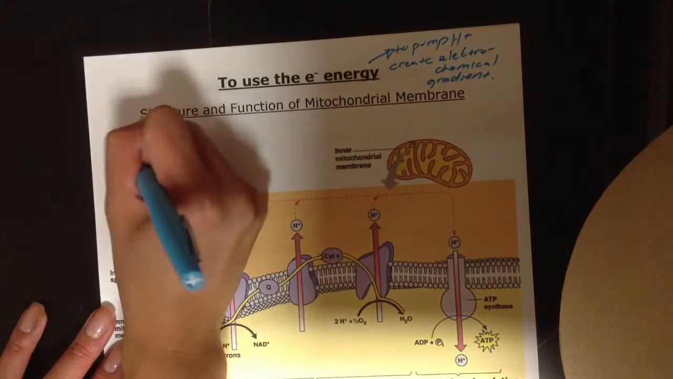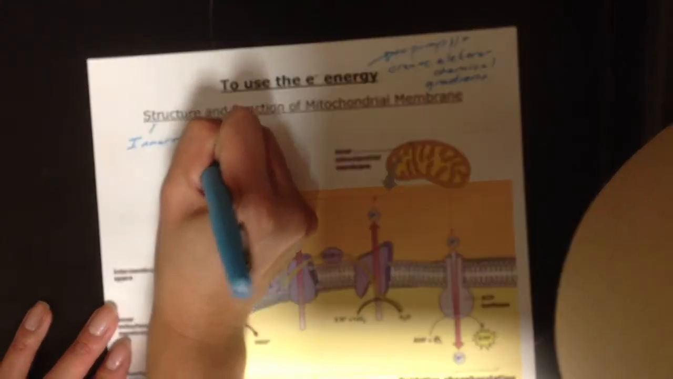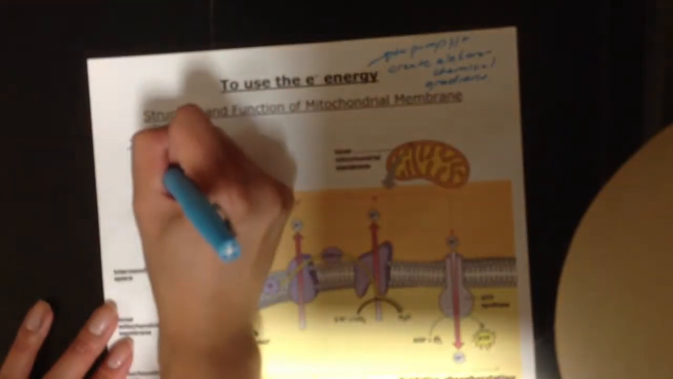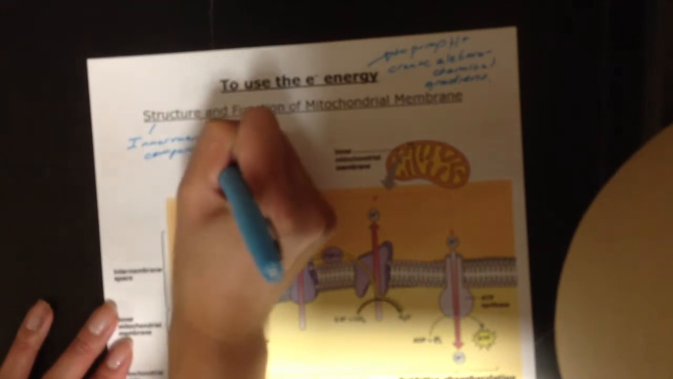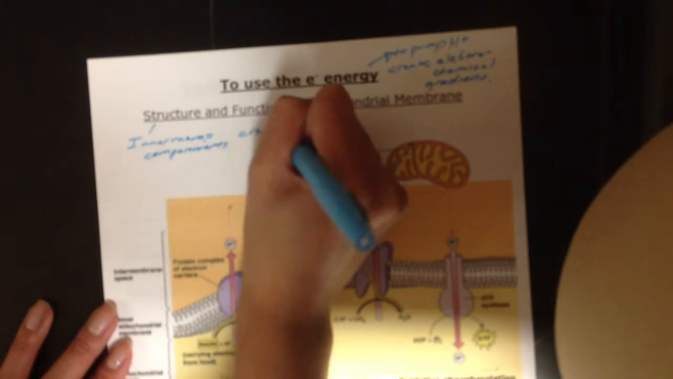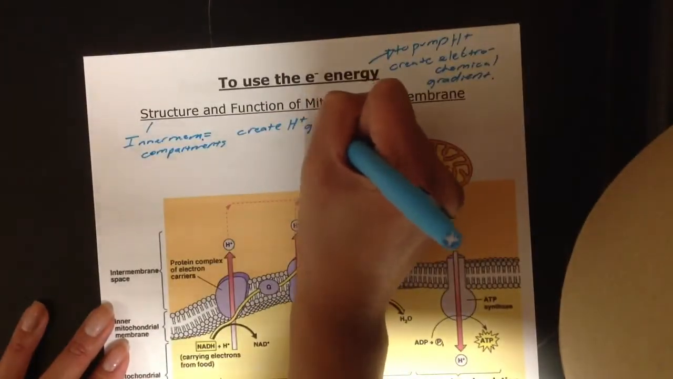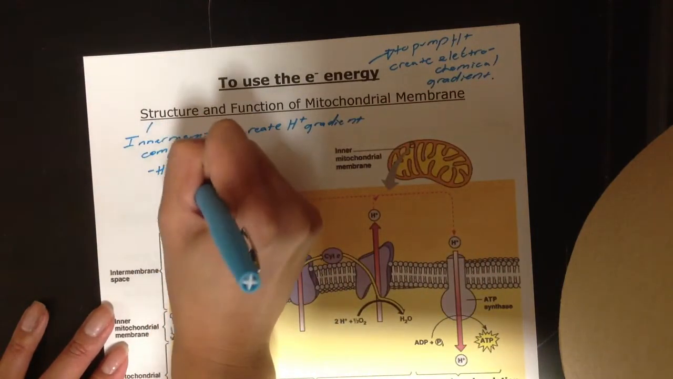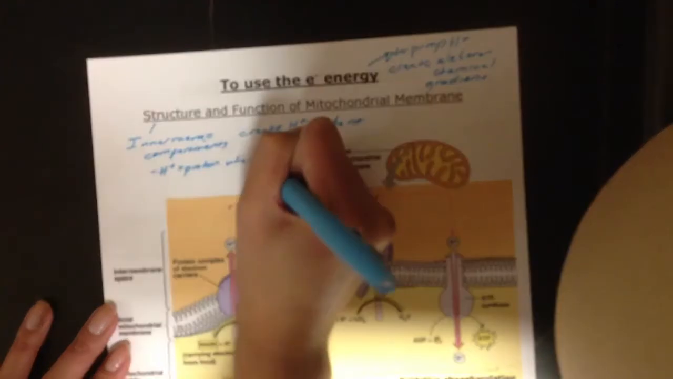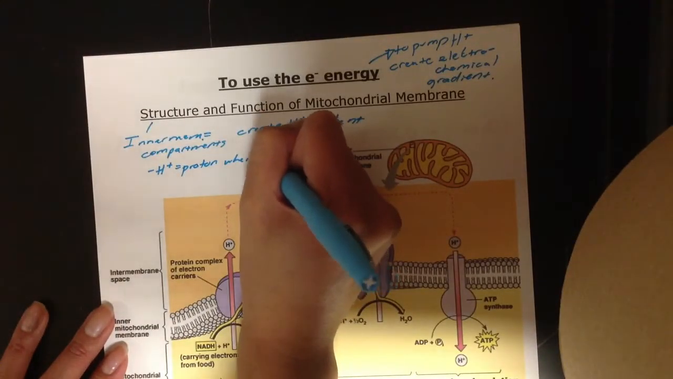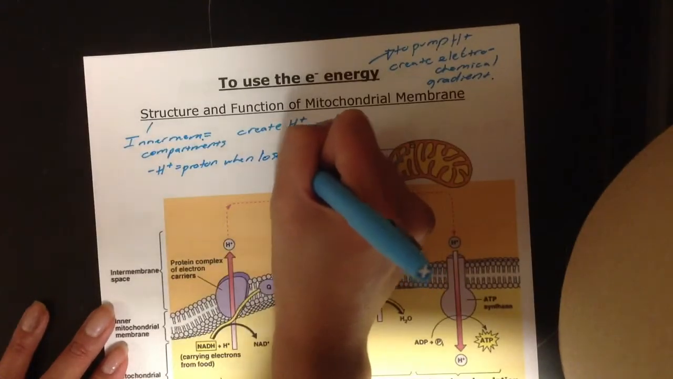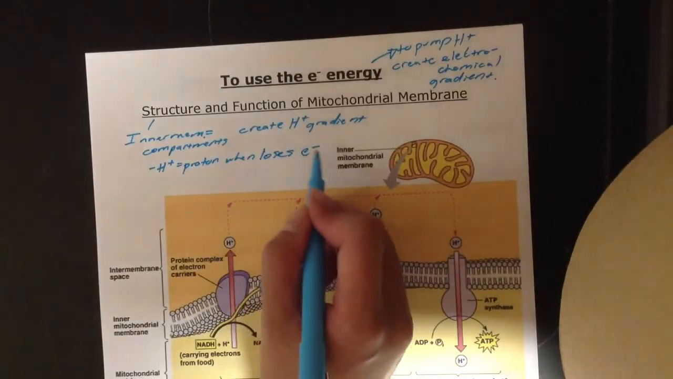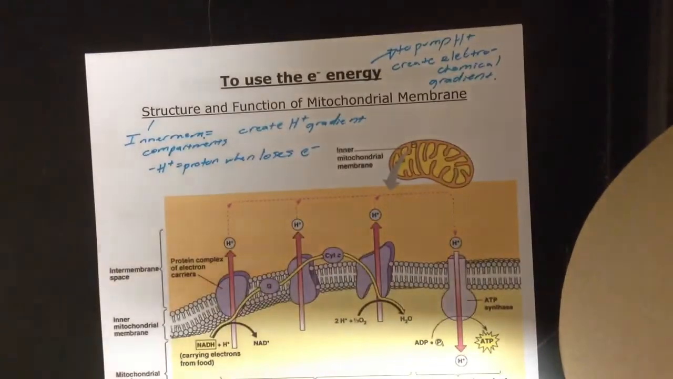So for the structure of the membrane, we have an inner membrane. The inner membrane has just different compartments within it, and the compartments are going to allow for the creation of the hydrogen ion gradient. We're going to get our hydrogen ions, that proton, whenever the electron carrier loses an electron. So the electron carrier NADH or FADH2 loses an electron, and we gain a proton from that process.